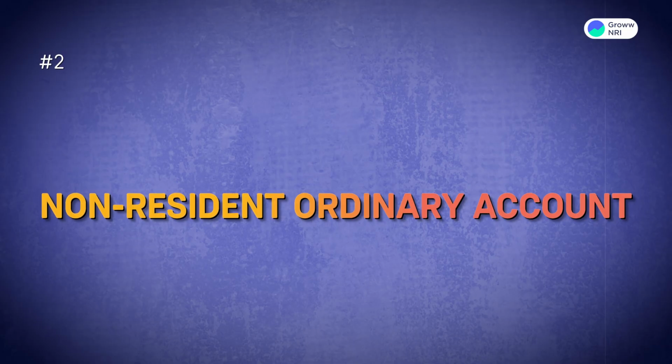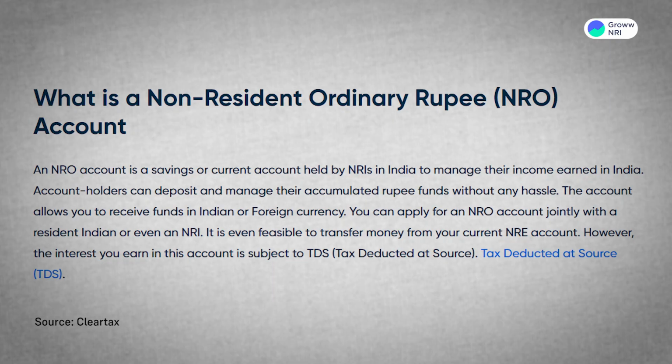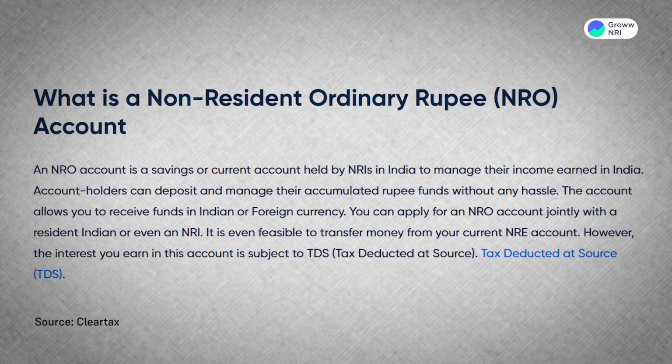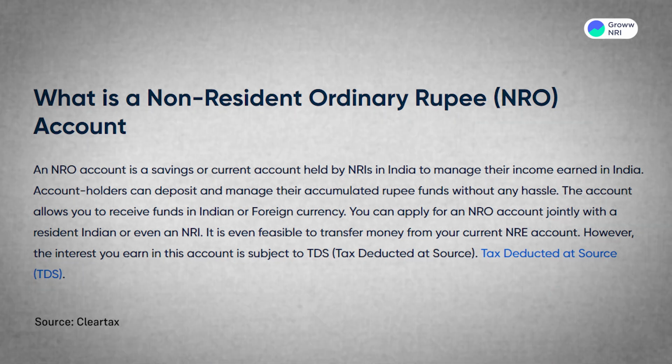Second, we have the non-resident ordinary account or NRO. If you have a source of earning or income in India while you live elsewhere, this type of account is apt for your FDs. You can get returns on your income earned in India. These returns are taxable and you have certain restrictions on repatriation.